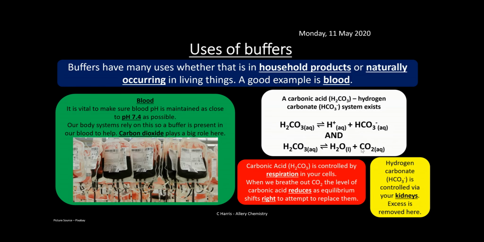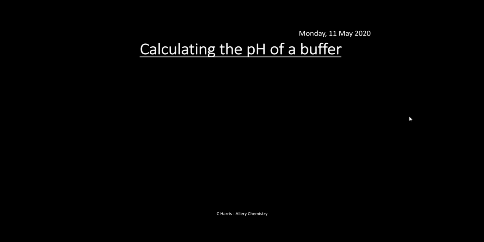And so hydrogen carbonate, which is this bit here, HCO3 minus, is controlled by your kidneys, and excess is removed here. So if you've got too much of this in here, then it is removed by your kidneys. So it's a very, very delicate system.